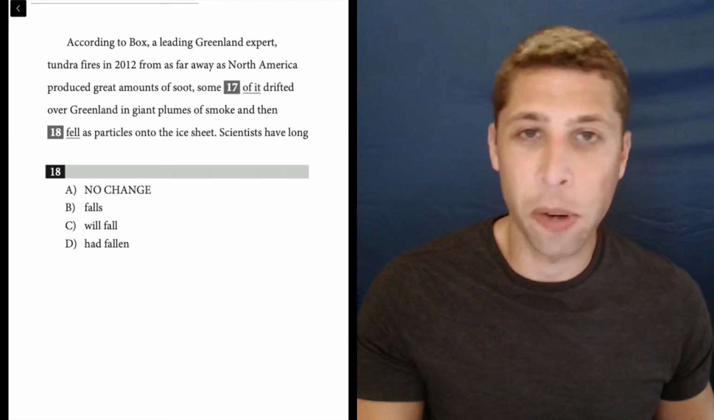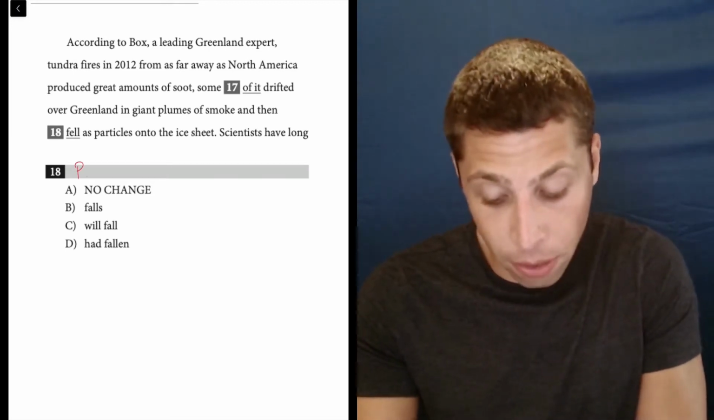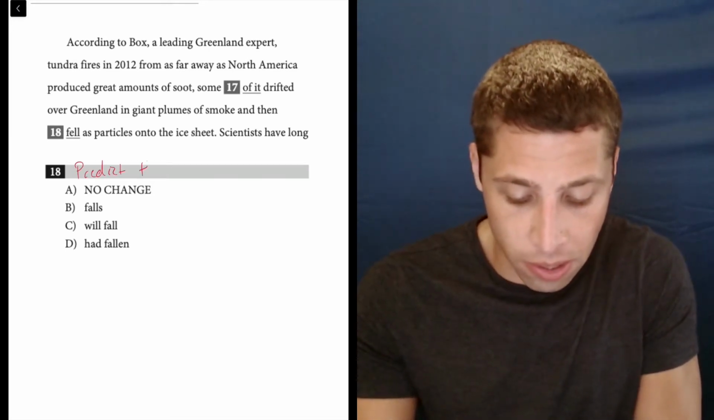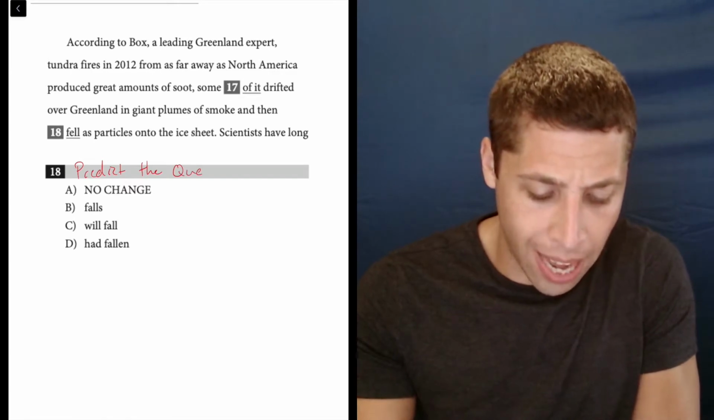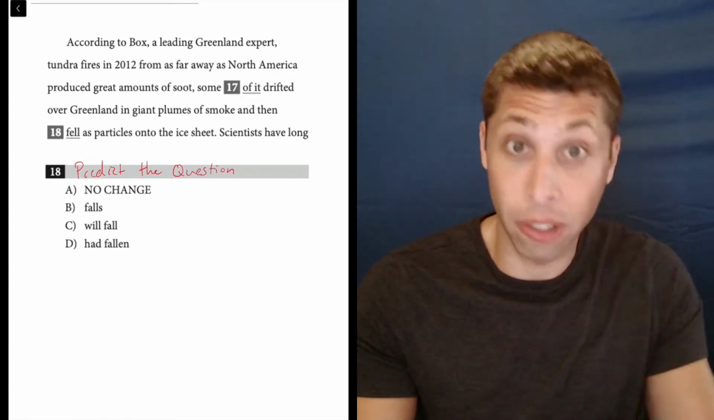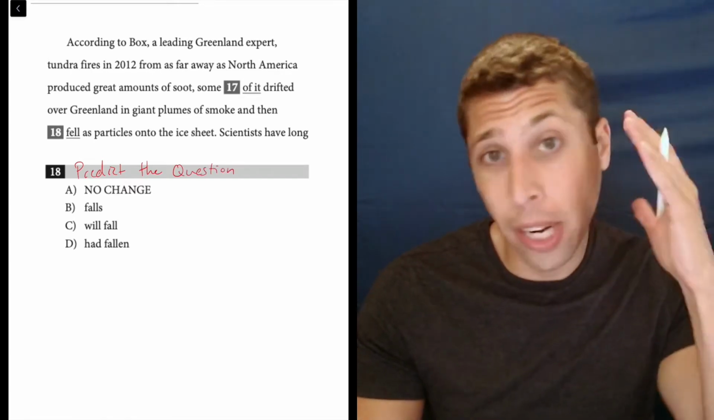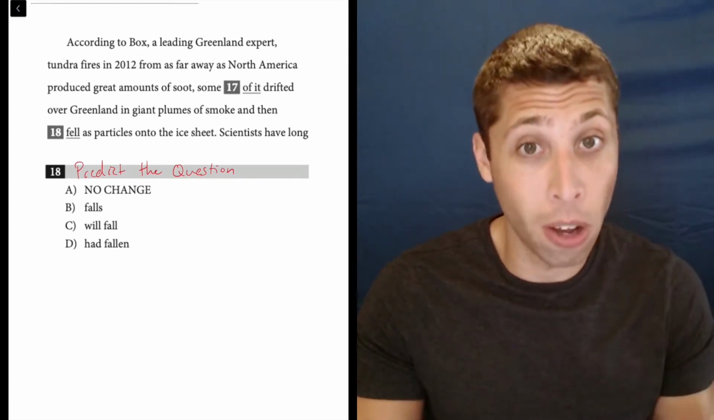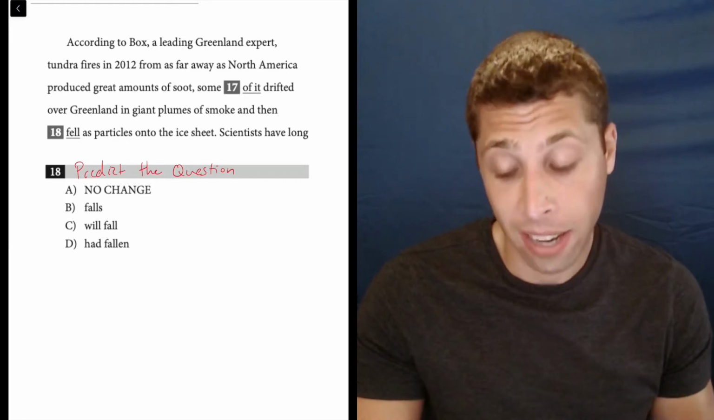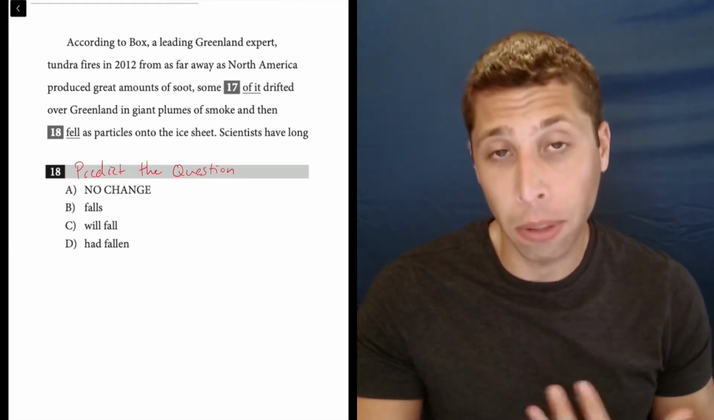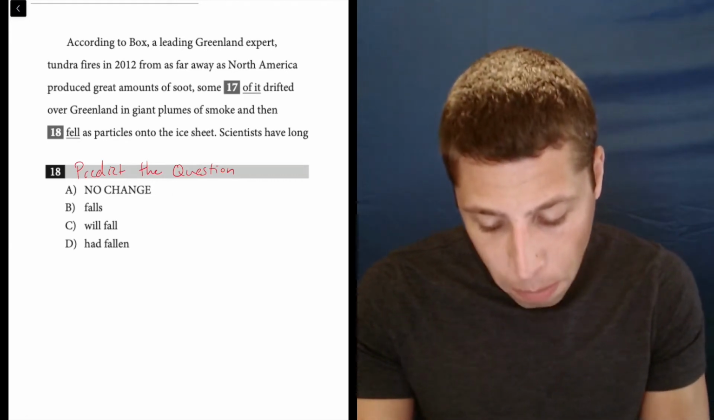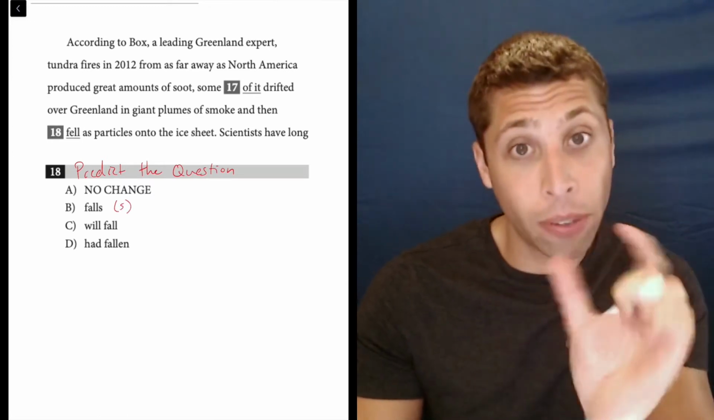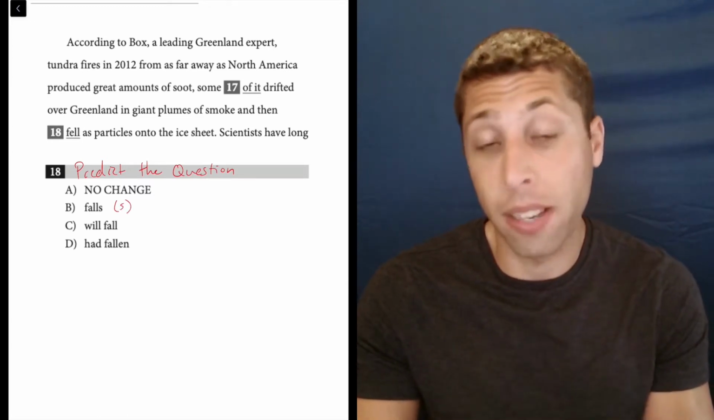Here's another example where predicting the question really helps us out. We want to look at these choices and kind of know what we're being asked to do before we start actually doing it. That helps us get our brain on the right track. And in this case, we see that these are different versions of the word fall, and they all are different tenses. We might think about singular and plural first, but only B is going to have a difference between singular and plural because it's in the present tense.